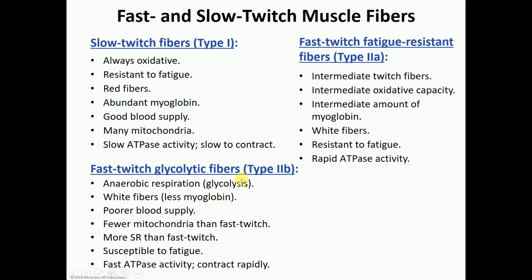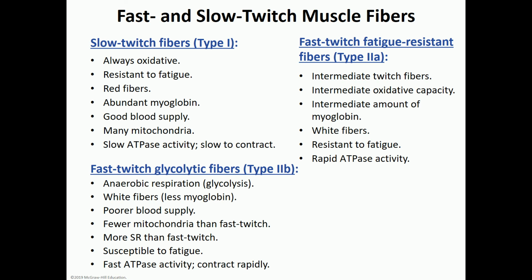Compare that to these fast twitch ones, and I'm actually going to talk about the fast twitch glycolytic fibers type 2B first. These are anaerobic fibers. Okay, so they will go through glycolysis, and from their name, that's where the name glycolytic comes from. These are going to do a very fast twitch of a contraction. They have a very poor blood supply. They have very few mitochondria. They are very susceptible to fatigue. And because they have that fast twitch contraction, they have a very fast ATPase activity.